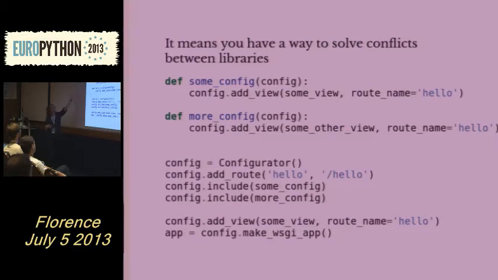If I include two functions, two callers that are conflicting, here Pyramid doesn't know how to solve this conflict because there are two libraries. It doesn't know which one I want. So I can simply call this directive, and this one will override the two others and solve the conflict. So libraries might be conflicting, but I have a way to solve it in my code.